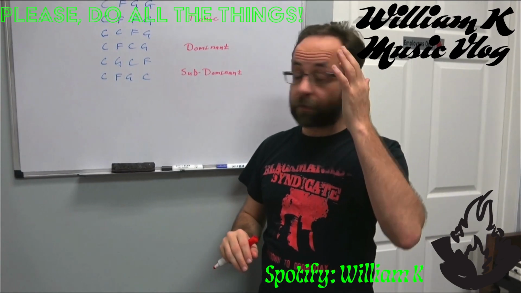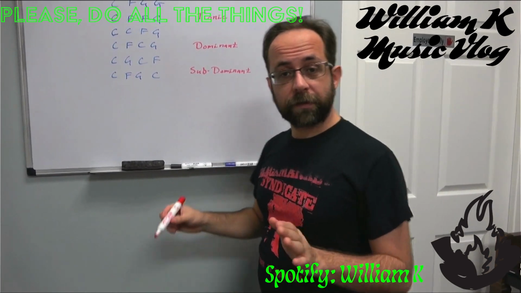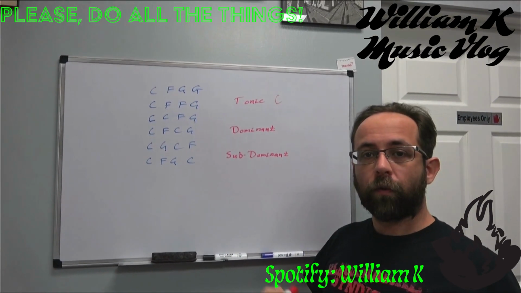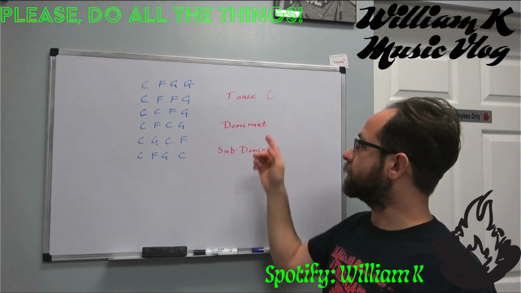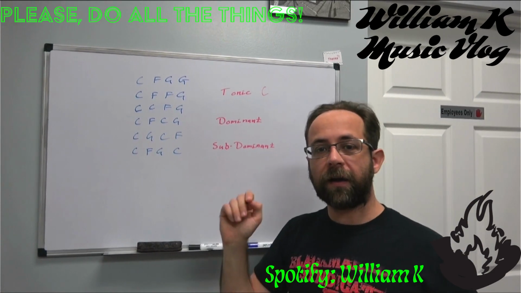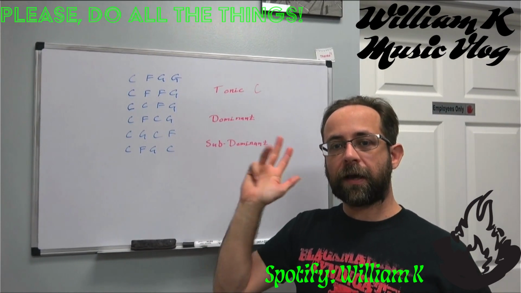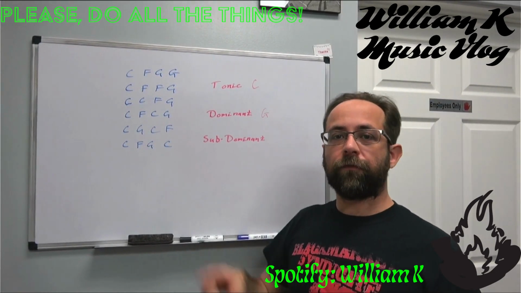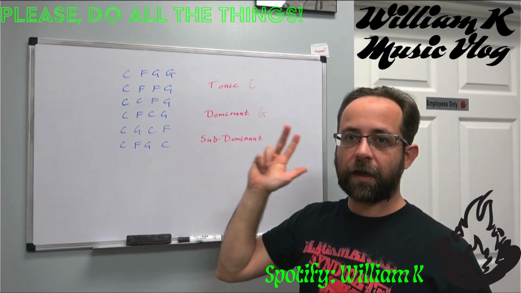So let me show you, well, let's do this first. Let's assign what we're using as each. The tonic is C. Whatever the tonic is, the dominant will be 5 higher, so C, D, E, F, G. And the subdominant will be 4 higher than the tonic, C, D, E, F.